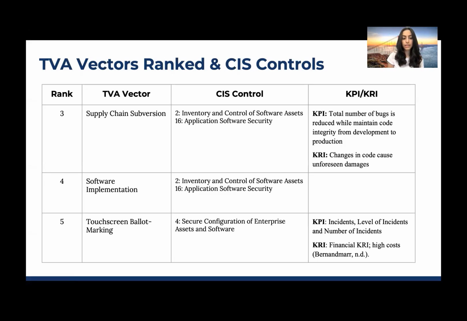And the 5th on the list is touchscreen ballot marking, which falls under CIS control 4, secure configuration of enterprise assets and software. The key performance identifiers are level of incidents and the number of incidents. And the KRI are financial KRI, high costs that may come with purchasing these kind of machines and installing types of software to avoid or prevent any cyber attacks.